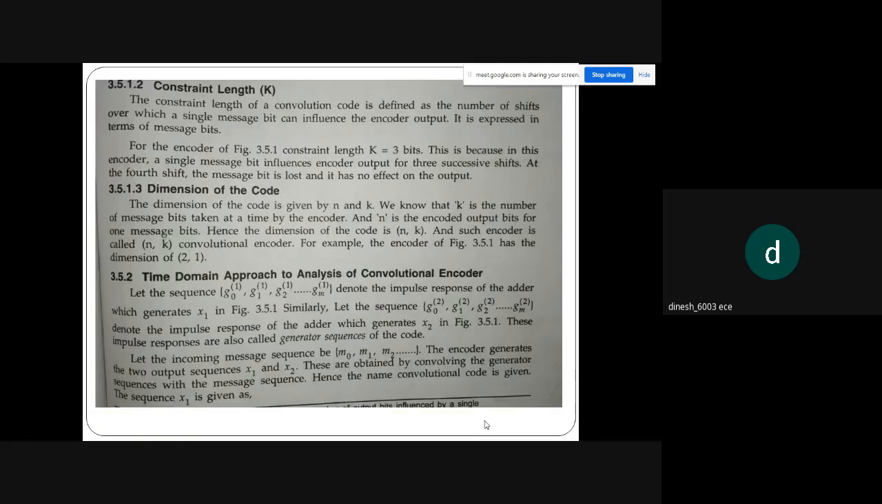Okay. Next is to write the dimension of the code. As we have done for linear block codes and cyclic codes, we need to write n comma k. So for this convolutional encoder, n value is 2, and k is small k, not capital K. It should be small k. So k is equal to 1. So 2 comma 1 is the dimension of this convolutional encoder.